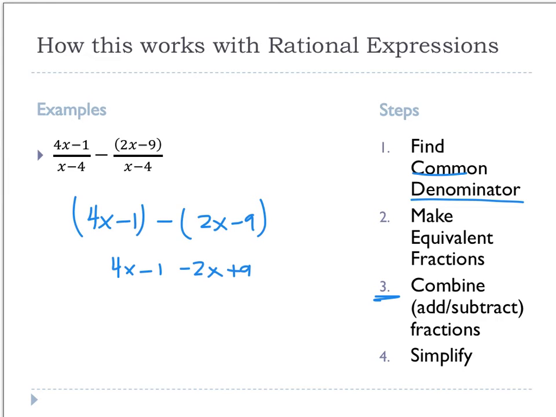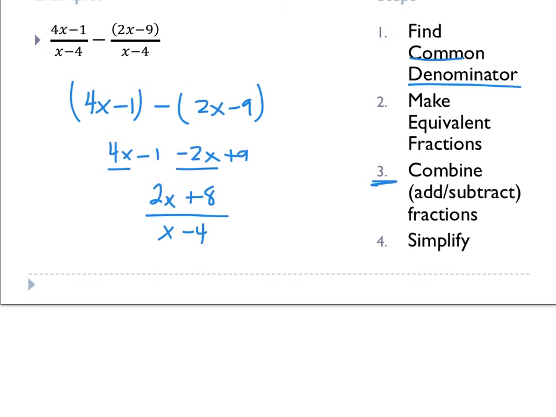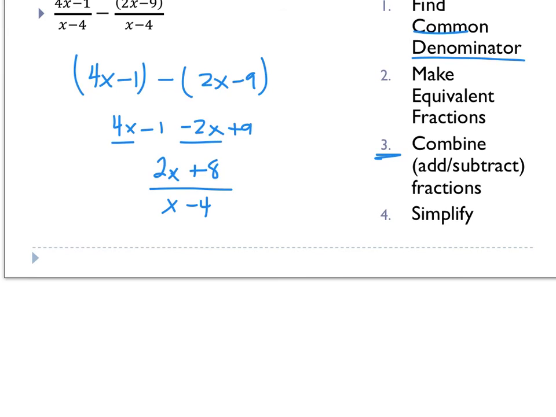Then I get 4x minus 2x, which is 2x, and then negative 1 plus 8, which gives me positive 8. And then I have x minus 4 as my denominator. Notice I kept my denominator the same because I didn't have to worry about it. It's still there. Now I'm going to simplify this, using my ideas of simplification and always looking for the greatest common factor.